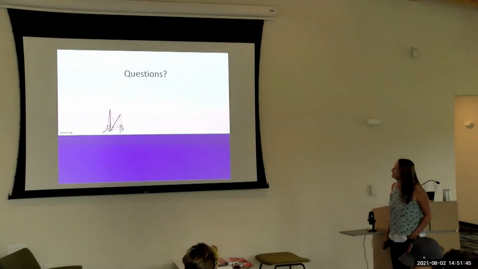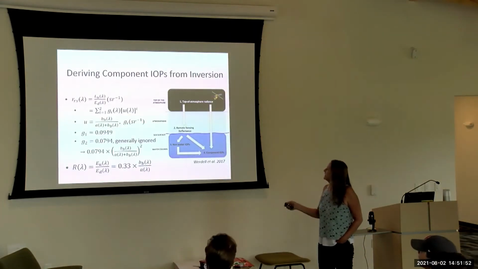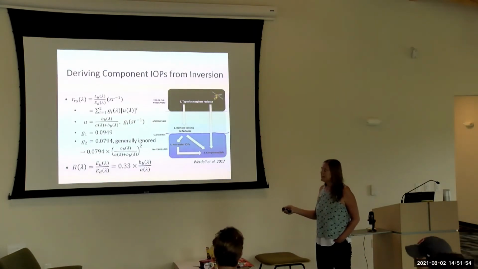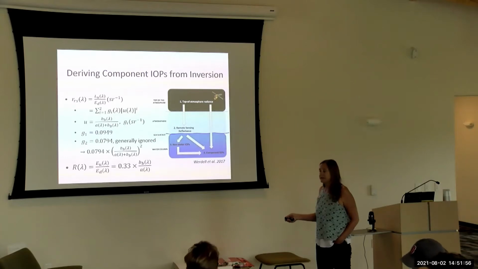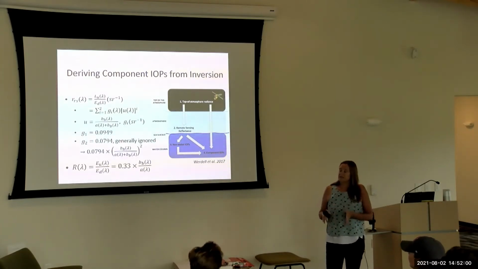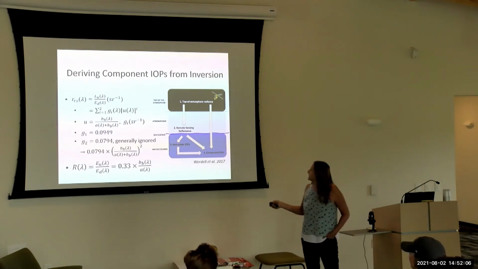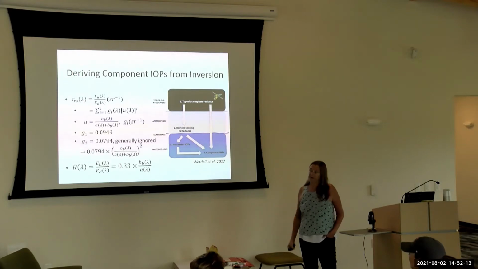Okay, so questions to there? Yeah. Little r is Lu over Ed. Big R is Eu over Ed. So the difference is going to be the difference in the solid angle collection of the radiance sensor compared to the irradiance. And if you look at this first term, it's about 0.09, and this is 0.33. So that tells you it's about a factor of 5, right?